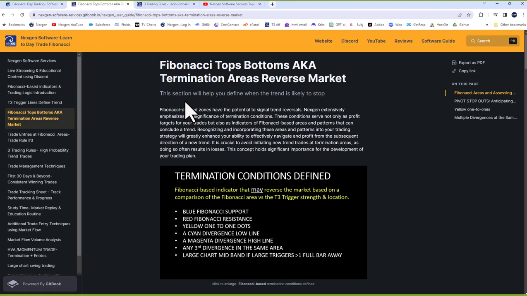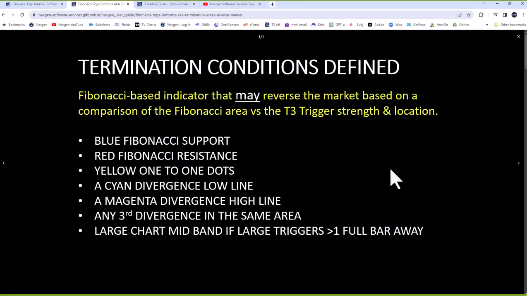When you're in the user guide and you go through termination conditions, specifically, a termination condition by definition is where we stop taking trades against the trend, right? So if it's going down and we hit blue fibs, or it's going up and we hit red fibs, we stop trading. Yellow 1-to-1s, divergence lines on the low or the high. Multiple divergences can cause it. I don't want to give a long dissertation on termination conditions, but it's any Fibonacci line that causes or may cause a reversal in the market.